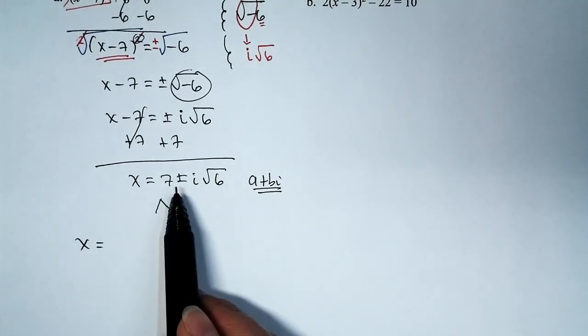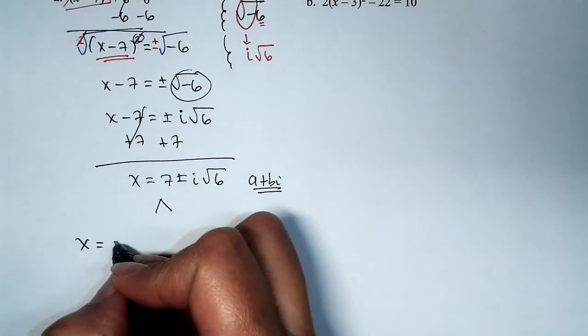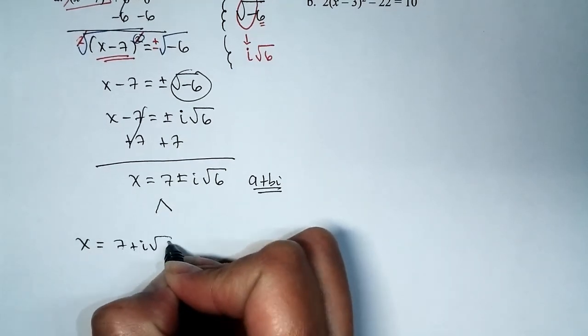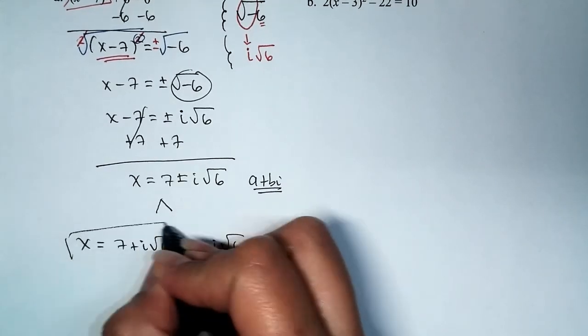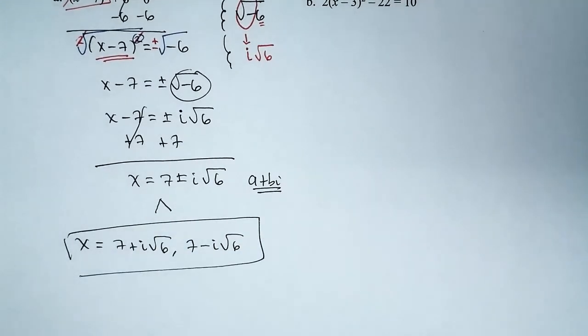Solution number 2, 7 minus that. So let's do this. So we have 7 plus i square root of 6, and the other solution is 7 minus i square root of 6. Fantastic. I checked it at my house.